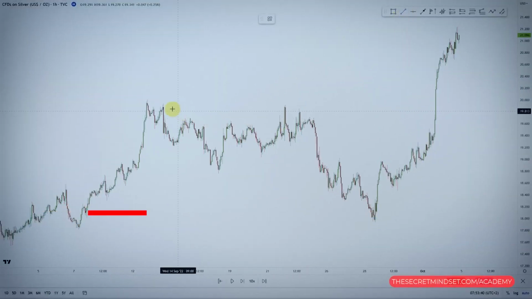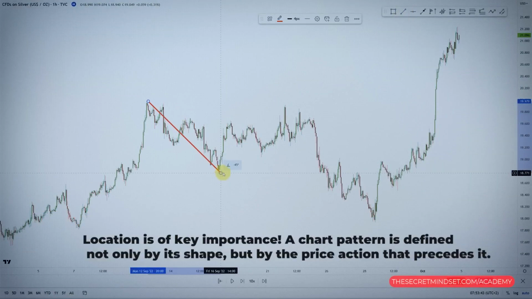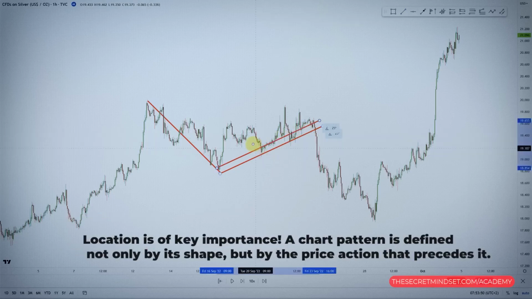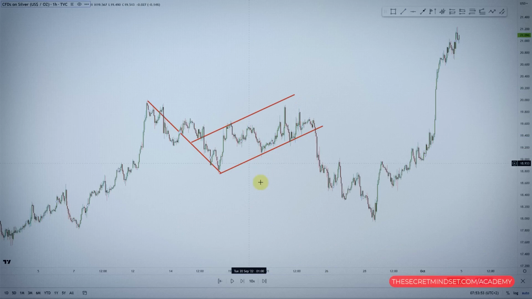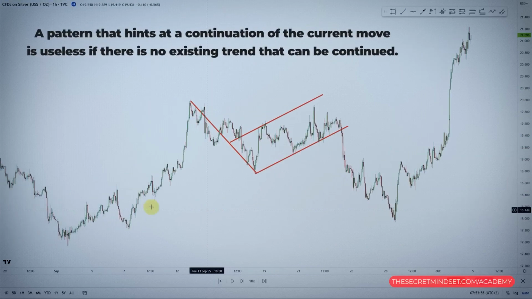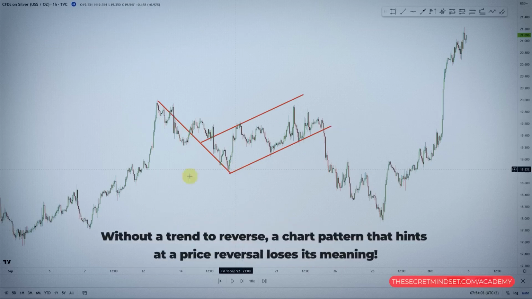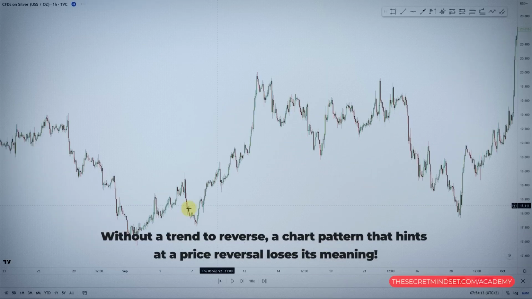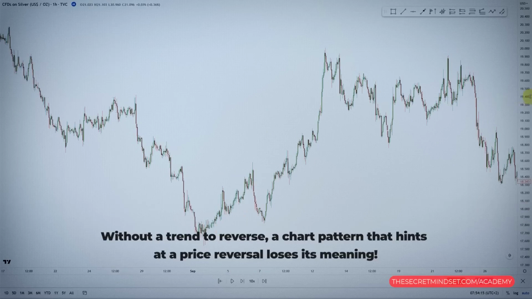When it comes to price patterns, location is of key importance. In fact, it could be said that a chart pattern is defined not only by its shape, but by the price action that precedes it. A pattern that hints at a continuation of the current move is useless if there is no existing trend that can be continued. Likewise, without a trend to reverse, a chart pattern that hints at a price reversal loses its meaning. All patterns must be viewed within the context of the price action that preceded that pattern's formation.